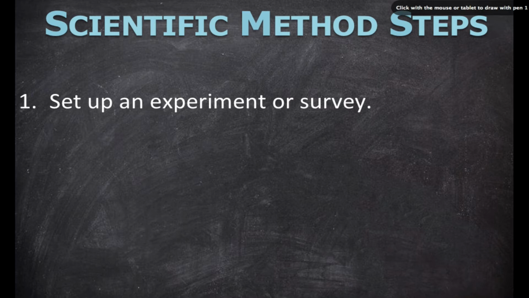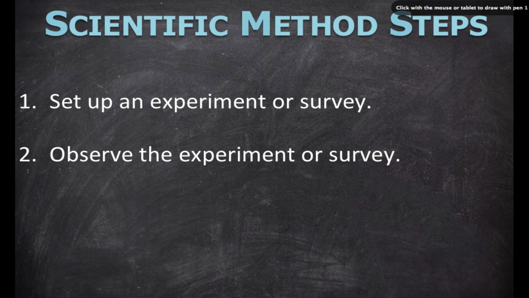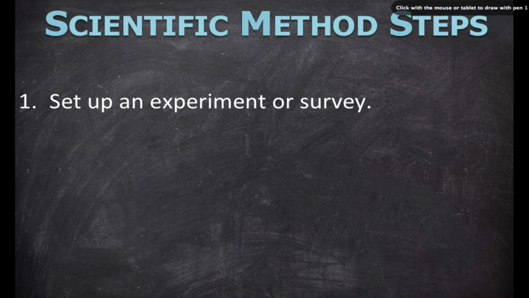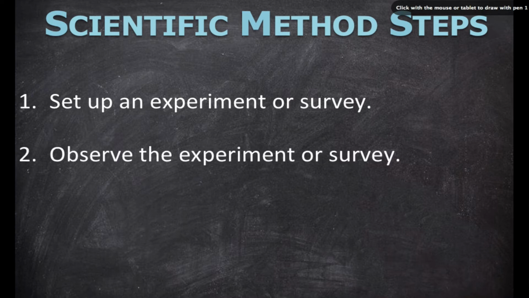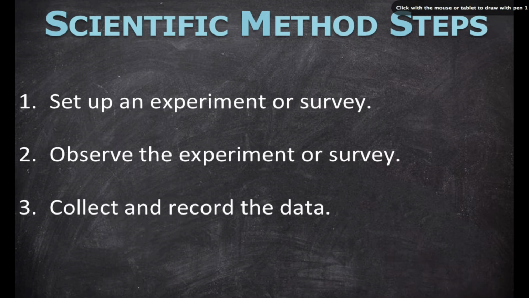So after you've developed your problem, done the research, and came up with a hypothesis, here are the following steps. Then you're going to set up your experiment or survey. For example, you might have a question similar to what kind of tree is most common in a certain region or area, and that would be best answered through a survey. So after you set it up, you're going to observe the experiment or survey, collect and record the data from your experiment, and then you're going to classify the data, and you can think of classifying the data as another way of organizing your data so it can easily be read.